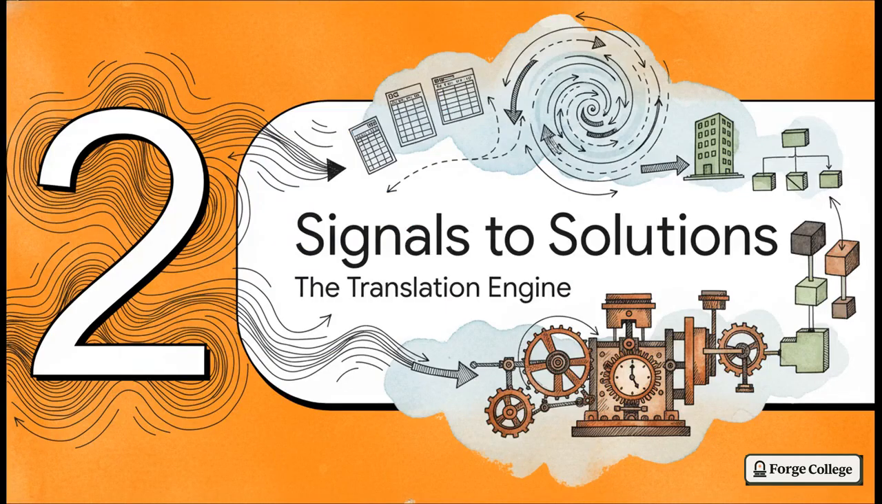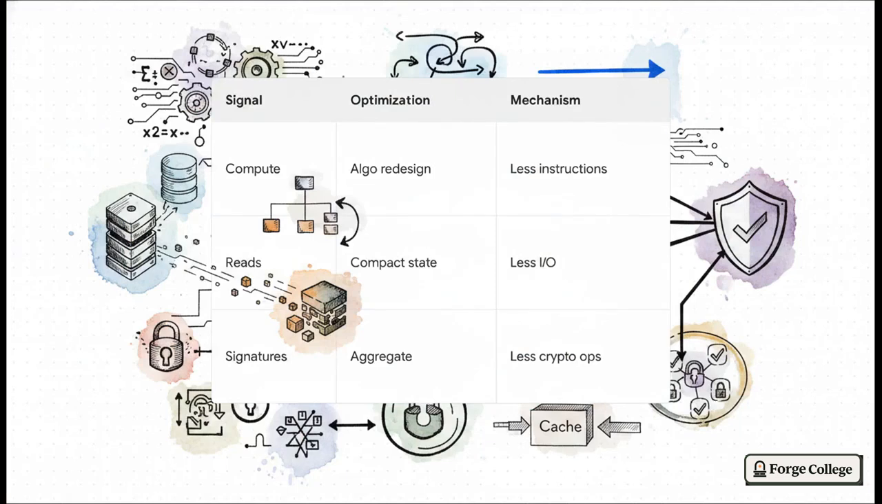Moving on to Section 2, Mapping Signals to Solutions. This is our translation engine. This is where we convert those abstract spreadsheet signals into structural solutions. Let's break down this truth table. Say your measured signal is high per transaction compute. Basically, your transaction is just choking on math. Your candidate optimization there? Algorithmic redesign. The mechanism is super simple. You just reduce the total instruction count.